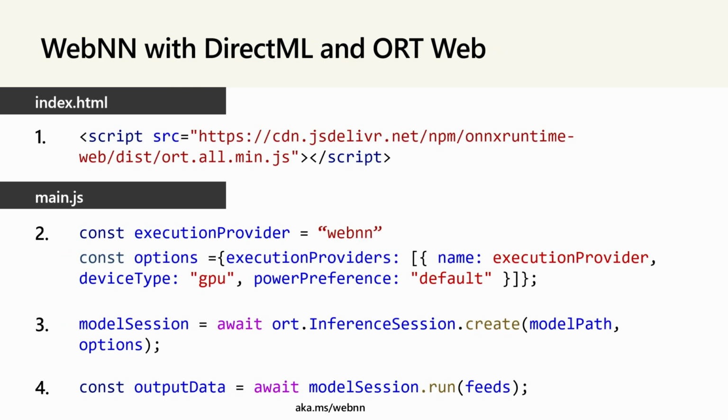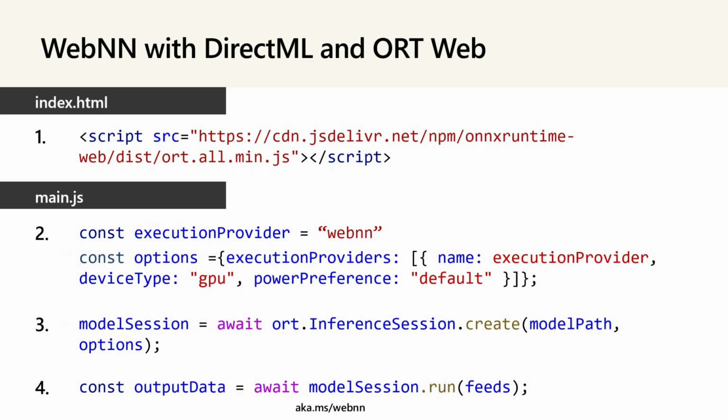So now that you've seen some great demos on what WebNN can do, let's walk through the workflow for how to use WebNN with ORT-Web and DirectML. First, you need to import ORT-Web into your web application, either by using a script tag or a model bundler. ORT-Web is available as an NPM package, or you can download it from the GitHub repository.